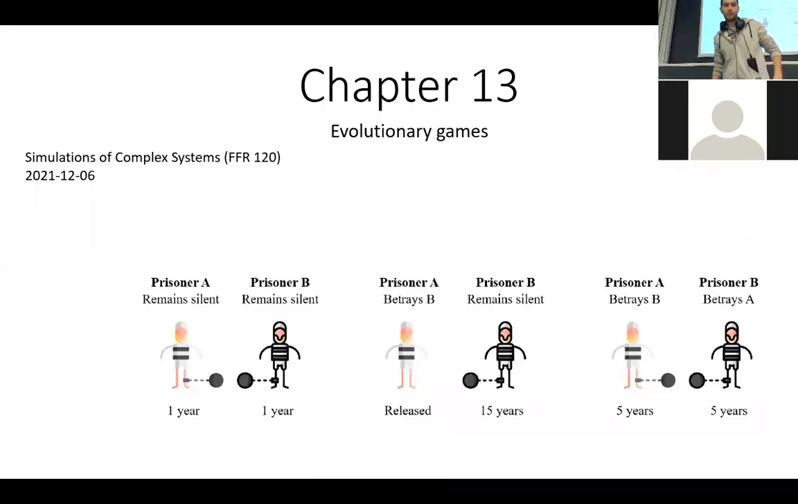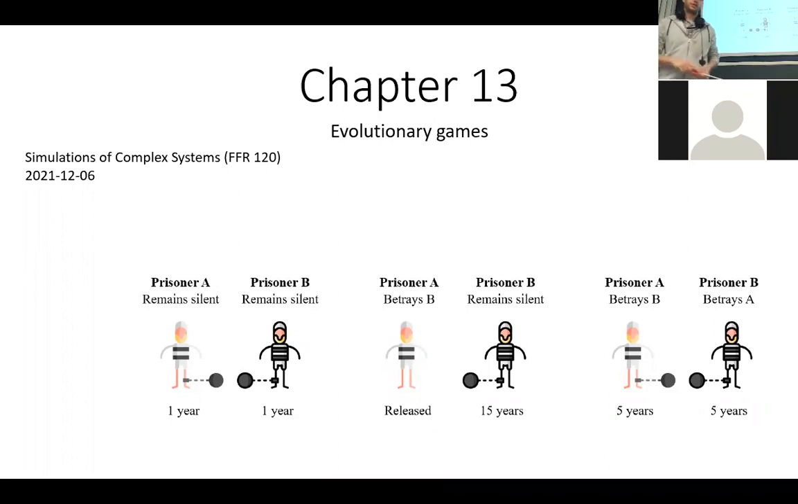Okay, welcome everyone to the 13th chapter of the course. It's called the Evolutionary Games. This chapter is based on game theory and its applications and what happens when we have multiple agents and we allow the agents to change their strategy over time.